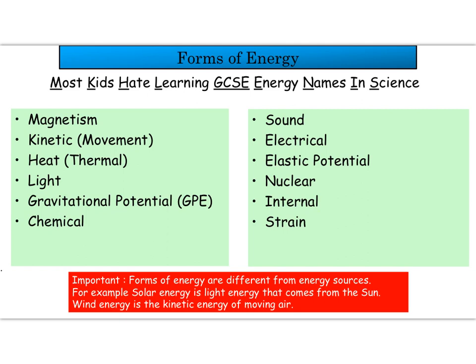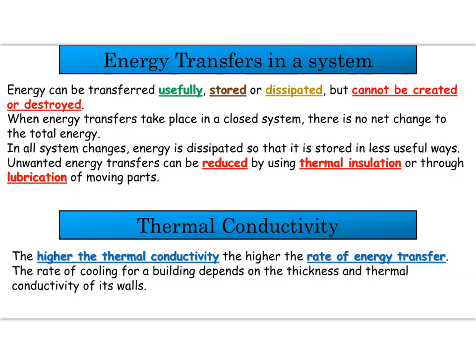It's worth pointing out that the forms of energy are different to energy sources. So, for example, solar energy is light energy that comes from the sun, whereas wind energy is the kinetic energy of moving air. So wind energy and solar energy are two energy sources which can be used to produce electricity, whereas the energies we've looked at here, the forms of energy, that's just the transfers and stores that we need to look at.